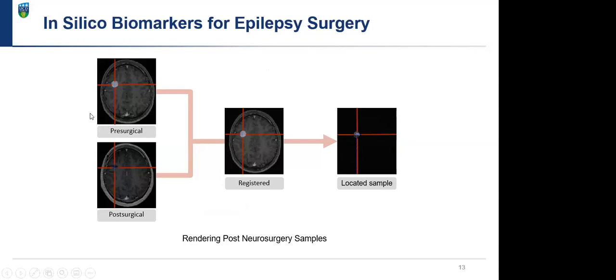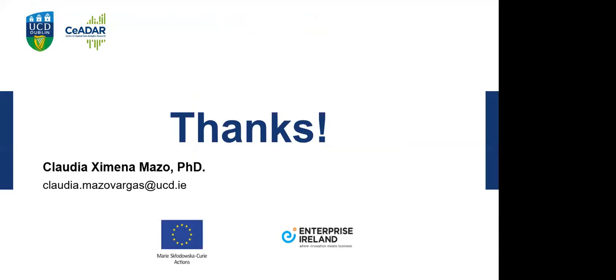So the proposal is to have a pre-surgical image and also a post-surgical image, and mixing both information, have a registered or a kind of fused image to locate the sample. With this kind of identification, we will keep all the characteristics about that tumor or that sample, like shape, like size, and other very important information to analyze the case of the patient. And that's it.